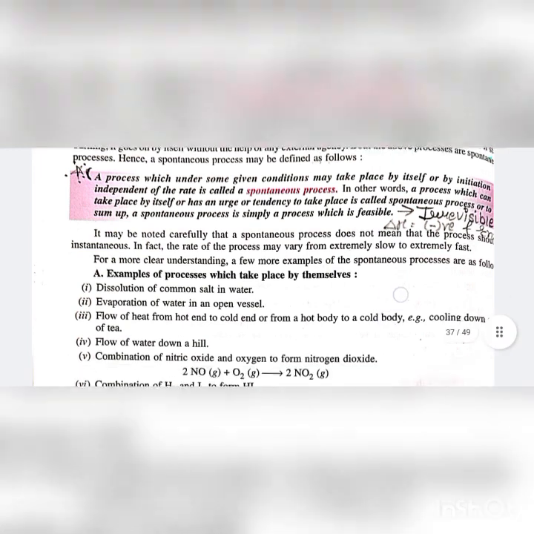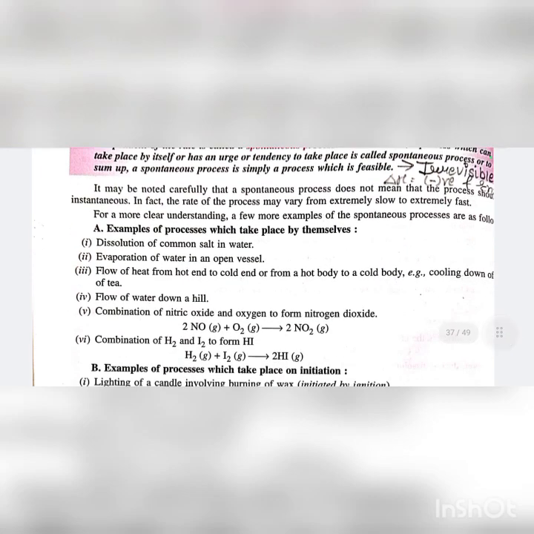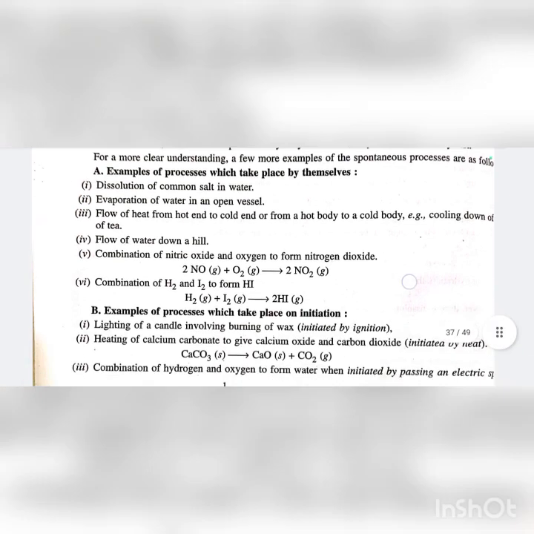For a clearer understanding, a few more examples of spontaneous processes are as follows. A. Examples of processes which take place by themselves. Dissolution of common salt in water. Evaporation of water in an open vessel. Flow of heat from a hot body to a cold body, that is, cooling down of tea. Flow of water down a hill, combination of H2 and nitrogen to form HI. Combination of nitric oxide and oxygen to form nitrogen dioxide.